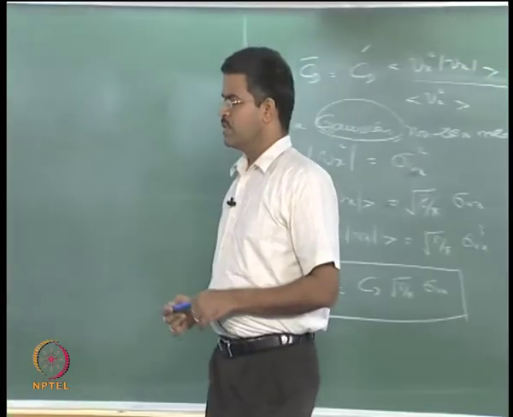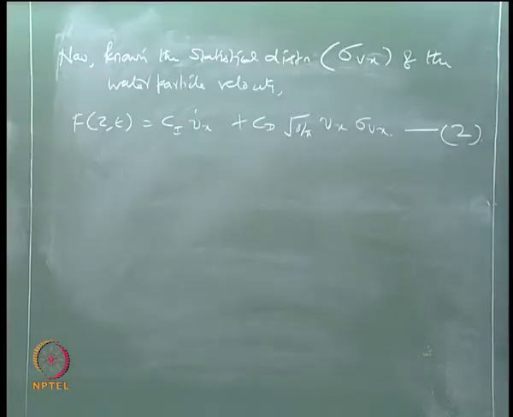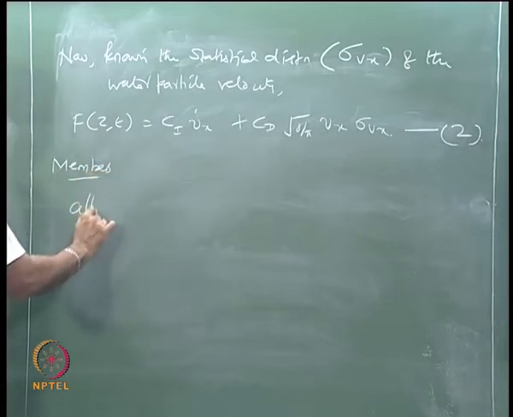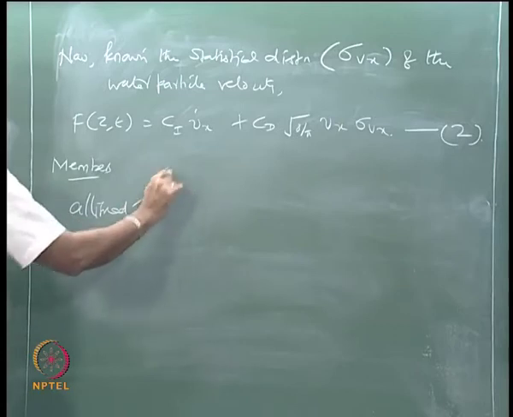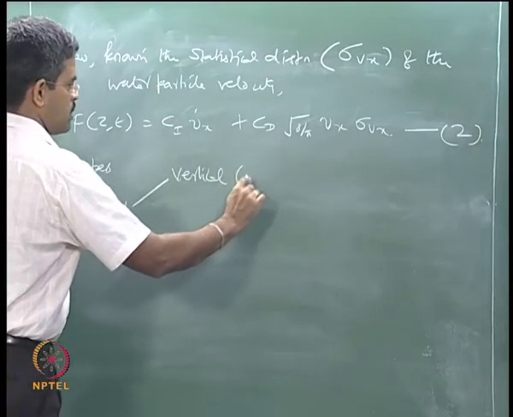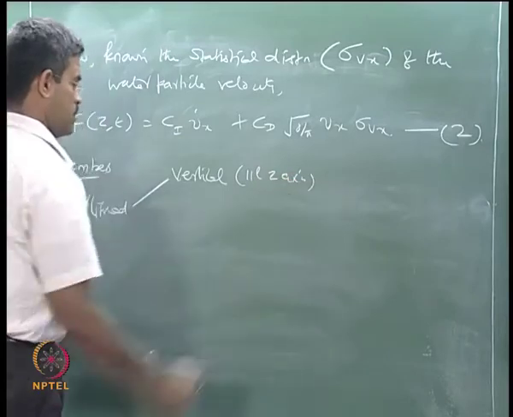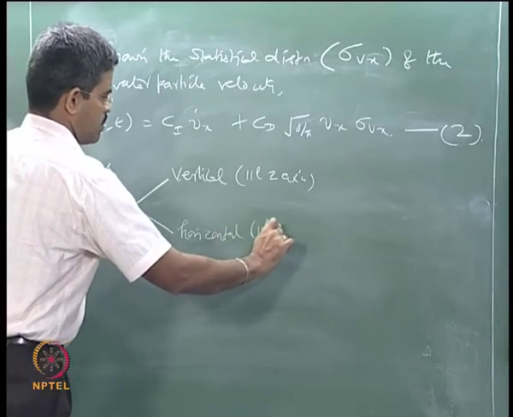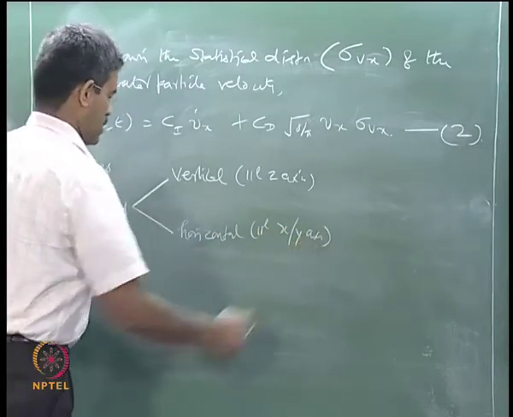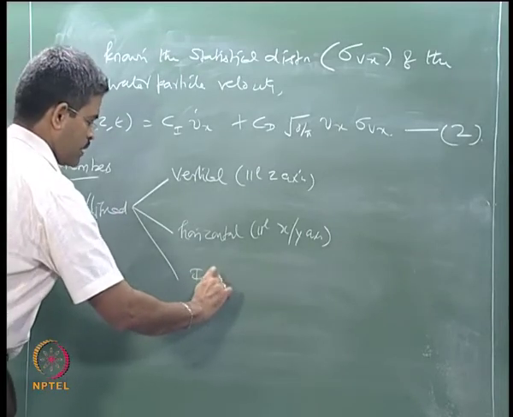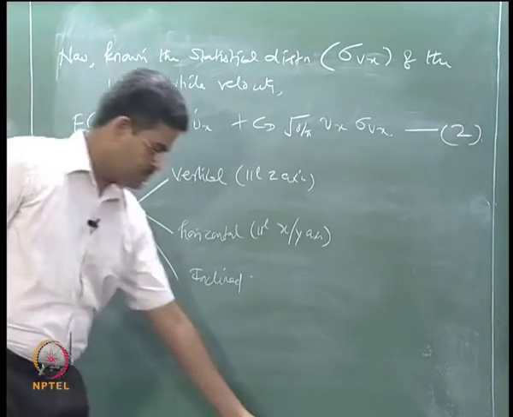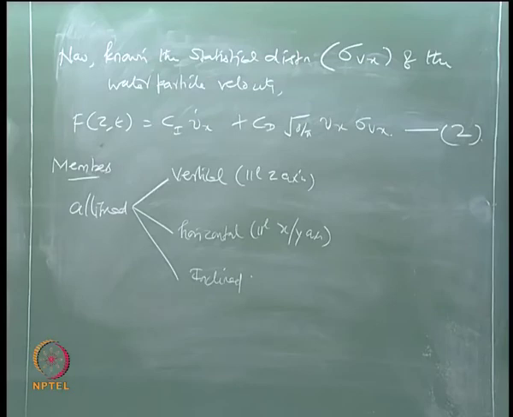Now, the question is, in an offshore structure, what we just now saw was an example with vertical members. Members can be aligned in many ways. One, it can be vertical, that is parallel to z axis. It can be horizontal, parallel to x or y axis. Most importantly, it can be inclined. If it is inclined, how do I do my force? So, f of t for an inclined member.